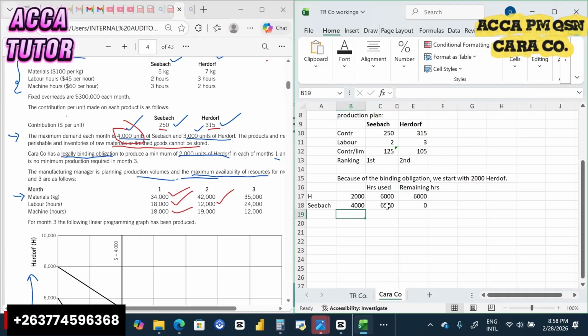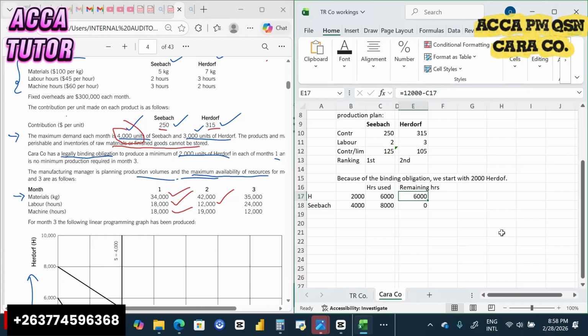But the hours required, or the hours which we are going to use if we say we want to produce 4,000: each C batch takes 2 hours to produce, right? 2 multiplied by the 4,000. We can see that we require 8,000 hours. But what we have in inventory is 6,000. Do you get it?